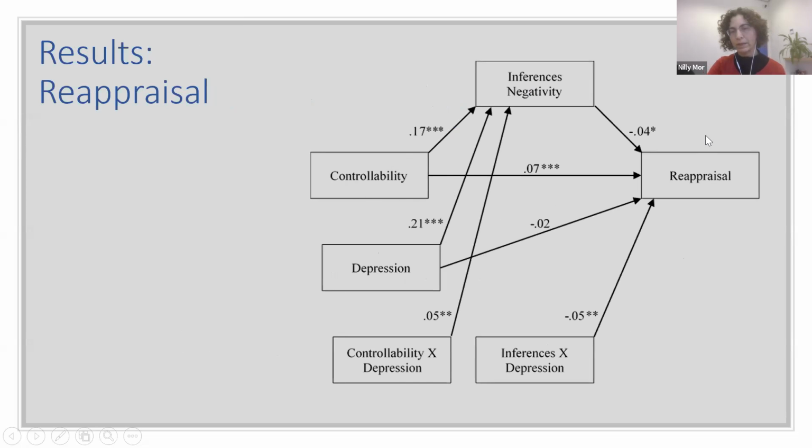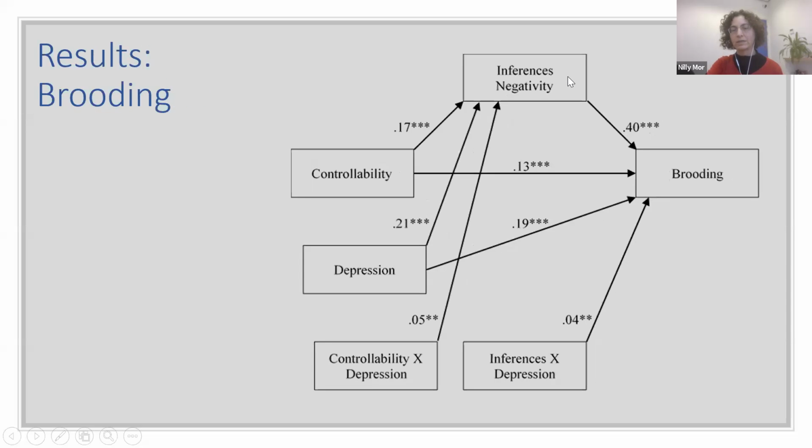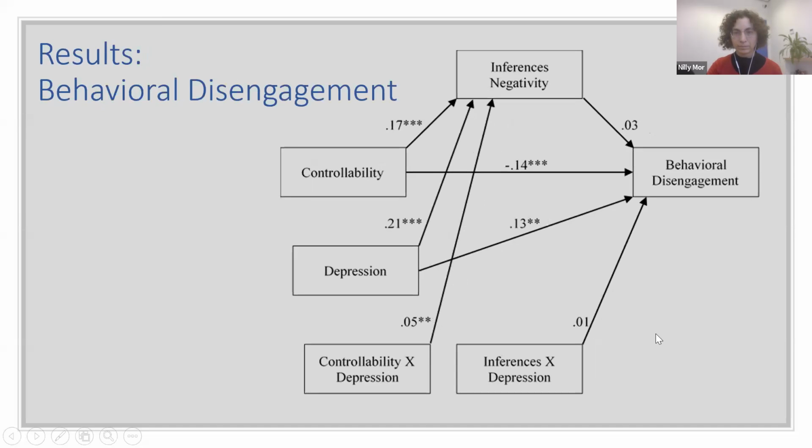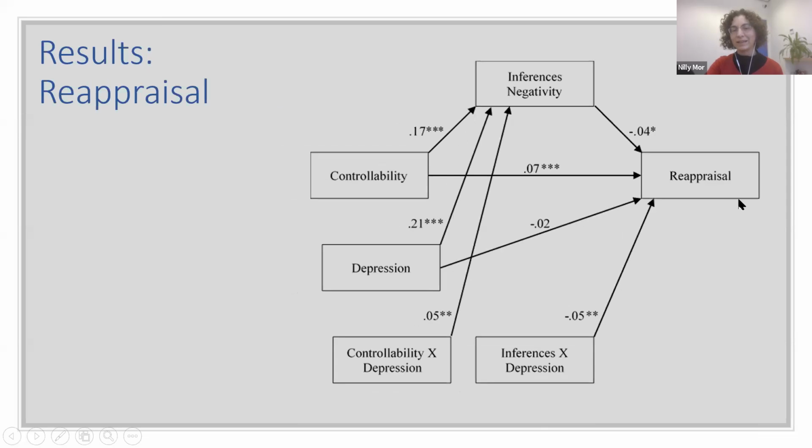So higher levels of attributed controllability indeed contributed to people's use of reappraisal. And for depressed participants, this is the moderated relationship. For depressed participants, this effect was moderated by their inferences. So for them, more controllability predicted more use of negative inferences, which in turn predicted less reappraisal. Depressed participants engaged in less reappraisal, and they did that through the use of more negative inferences.